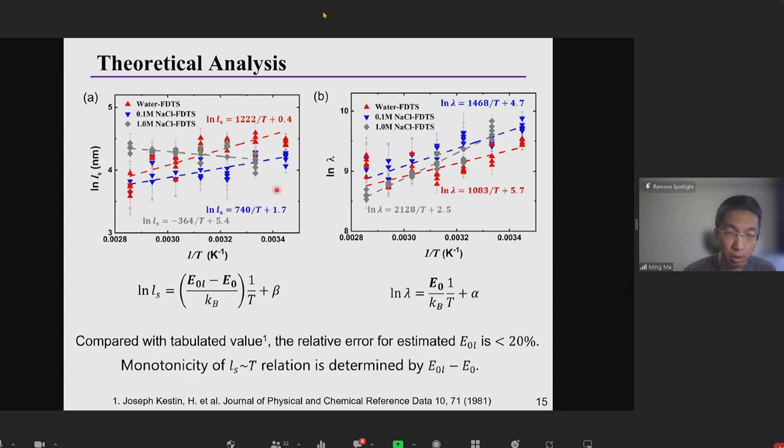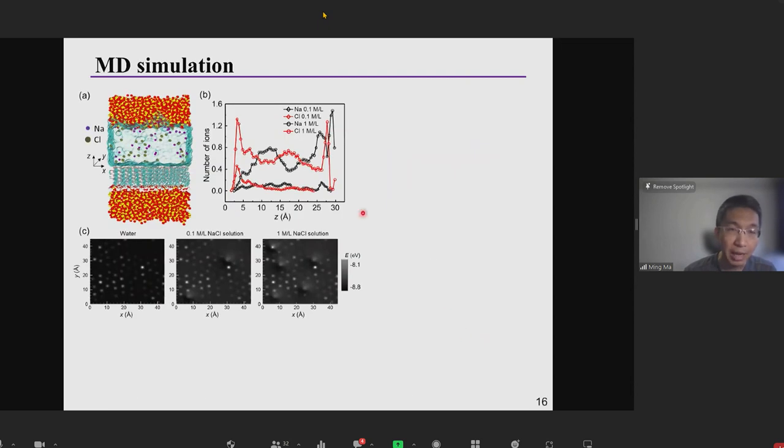And so all this just tells one simple thing, which is that the monotonicity of the dependence of the slip length on temperature is determined just by the difference between two energy barriers. And to understand this theory on molecular scale and provide an atomic picture, we also perform full atomic MD simulations, as shown in figure A here. So here you have the silica surface, you have FDTS, and these are the solutions, sodium chloride.